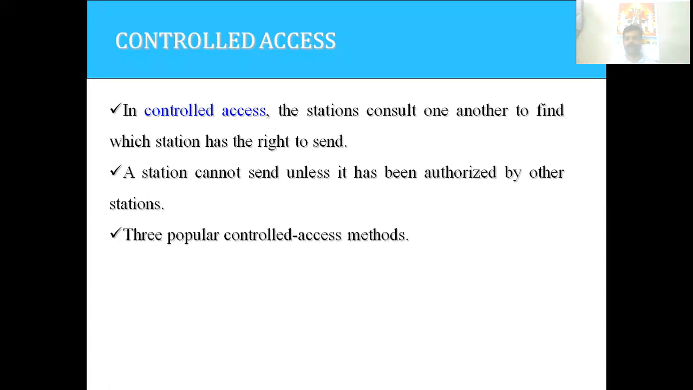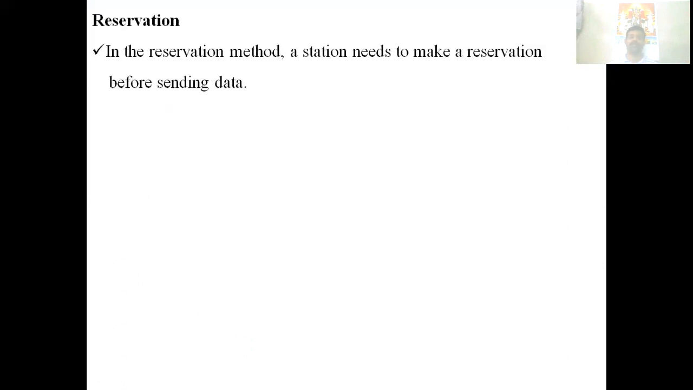Three popular controlled access methods are there. First one is reservation, second one polling, and the third one token passing. So totally you have three methods in controlled access: reservation, polling, and token passing. First one, reservation. In the reservation method, a station needs to make a reservation before sending data.